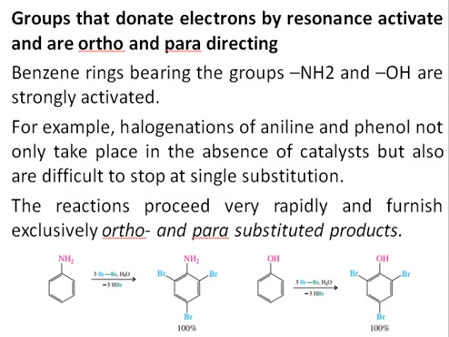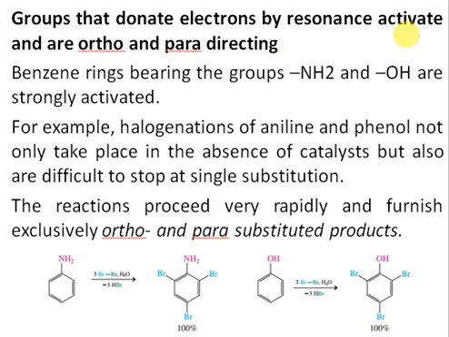Now we have the third category, the groups which donate electrons by resonance effect. As you have studied in the previous lectures, the groups that donate electrons by resonance effect activate the benzene ring for electrophilic reaction, and they are ortho-para directing. Benzene rings which have amino groups or hydroxyl groups directly attached are highly activating. They are strong electron donating groups, and they activate the benzene ring towards electrophilic substitution reactions.